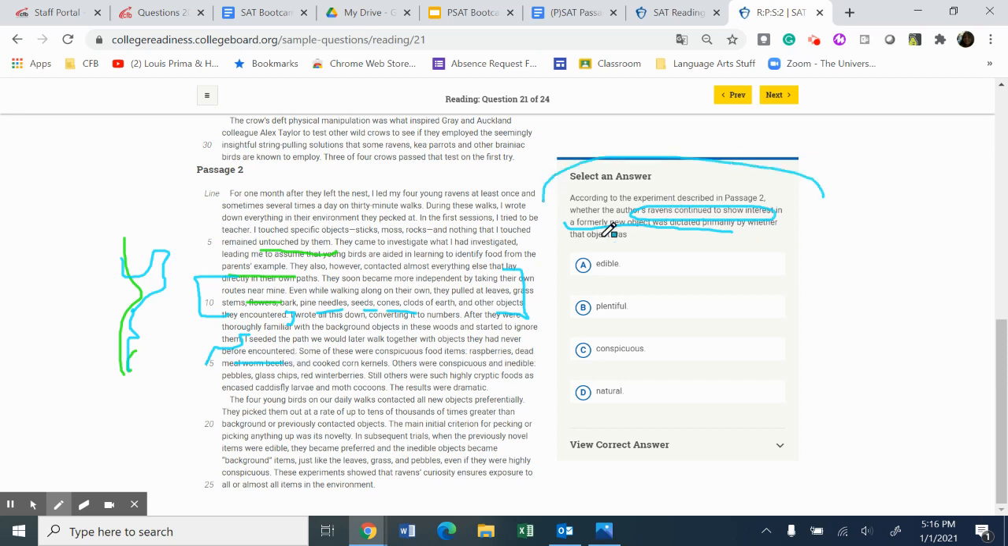So it looks like this is around the question. So it looks like he put things that they'd never encountered. Some of these were conspicuous food items like raspberries, dead mealworm beetles, and cooked corn kernels. Others were conspicuous and inedible.